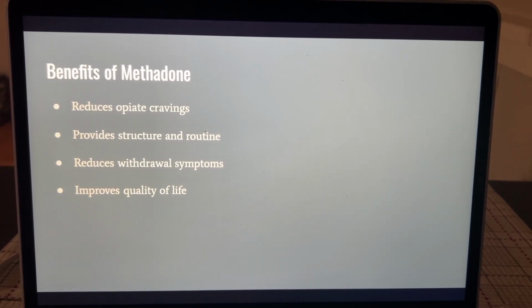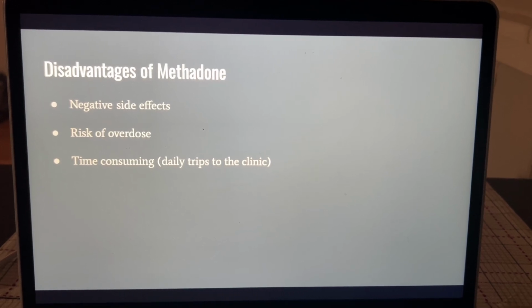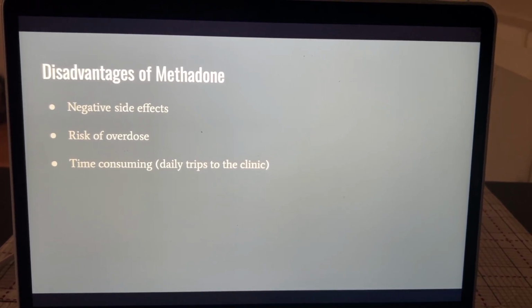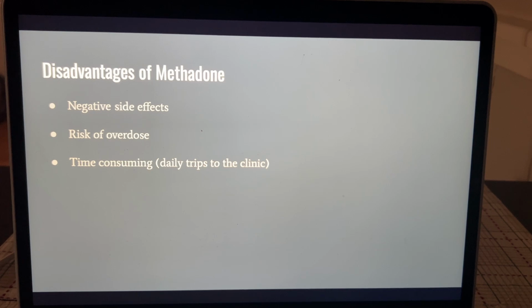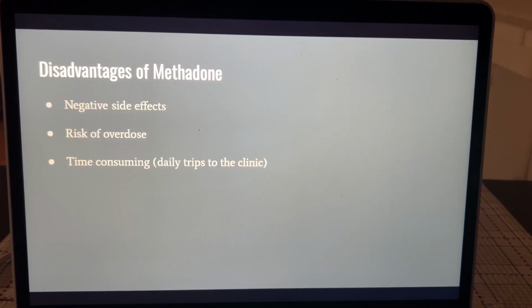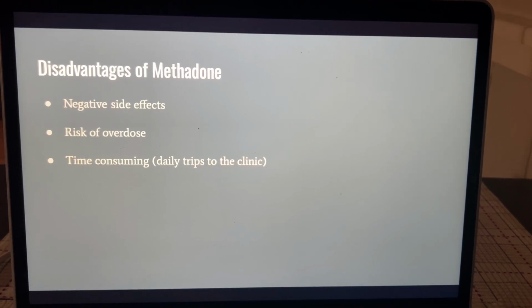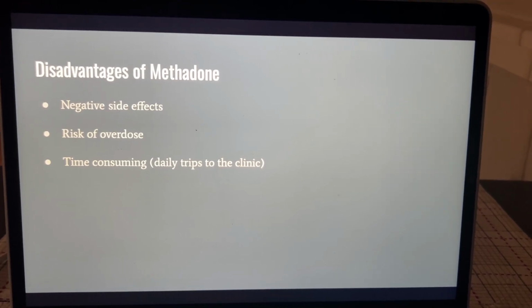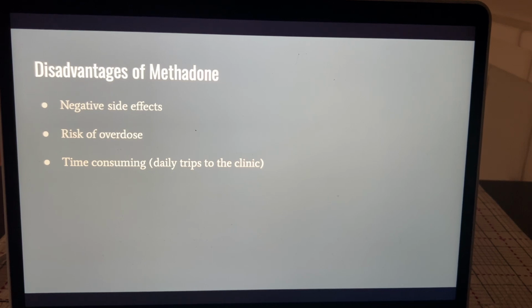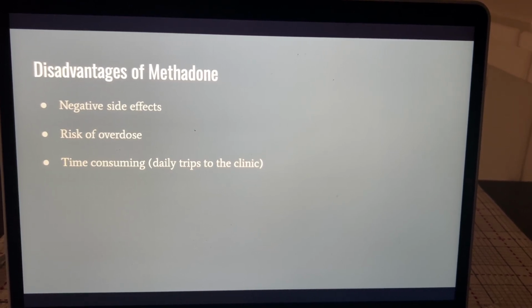Moving into the disadvantages, there's a lot of negative side effects associated with methadone. Some of these side effects can be a barrier for individuals that do want a treatment method. Even though it's effective, they might not want to deal with these symptoms. There's also the risk of overdose. Just because it is a full agonist, it means that there's continuous effects, which can leave people wanting more, and addiction is a possibility, and so is overdose.